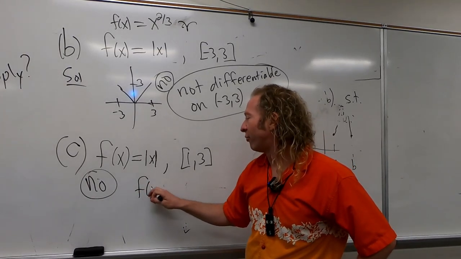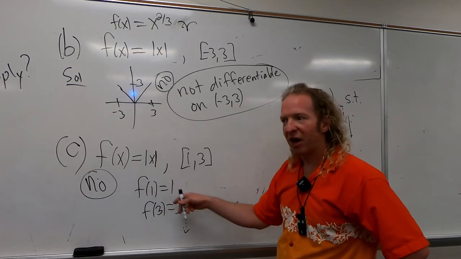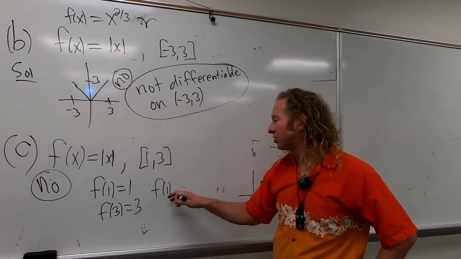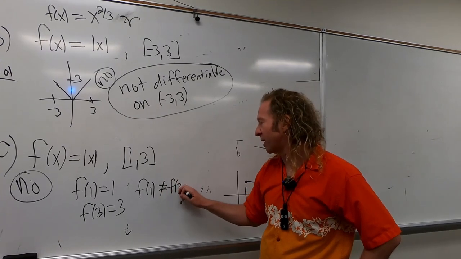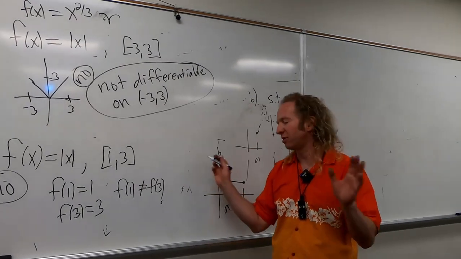Right. F of 1 is equal to 1. F of 3 is equal to 3. So f of a is not equal to f of b. Even if you just said f of a not equal to f of b, I'd mark that right. It happened last semester. Someone put that, and I'm like, oh, it's good enough.